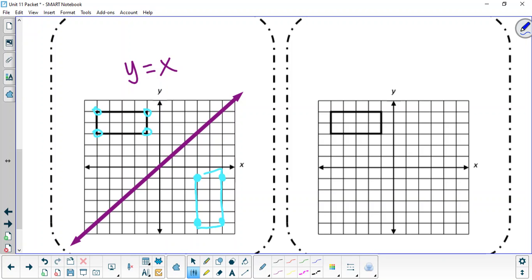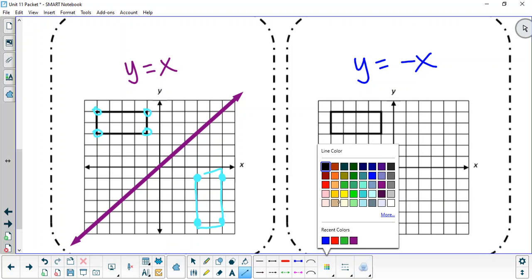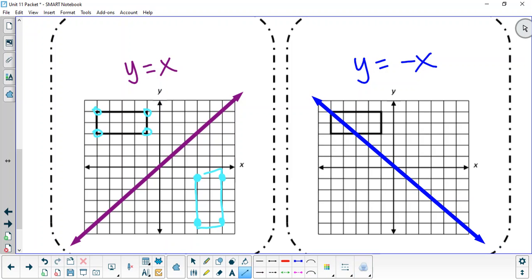Alright, the last one we're going to talk about is y equals negative x. Alright, so let me get my line. So y equals negative x is a negative diagonal line. Negative slope, remembering back in Algebra 1, goes through the origin.